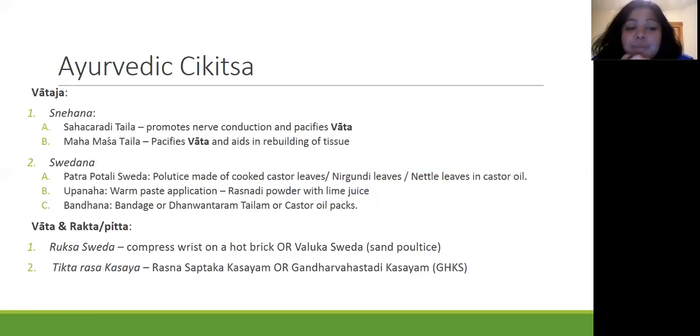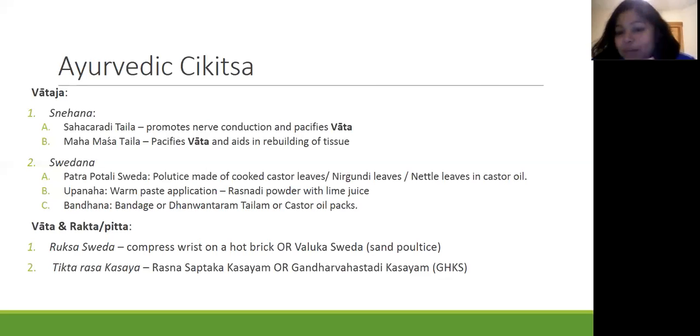We can use Patra Potali Sweda, which is the poultice made out of cooked leaves. Patra means leaves. Potali is the poultice which we had made, and we use that for applying Sweda, or for applying heat. So for instance, you can cook castor leaves if you have access to castor leaves, great. You can cook castor leaves in a little bit of castor oil.